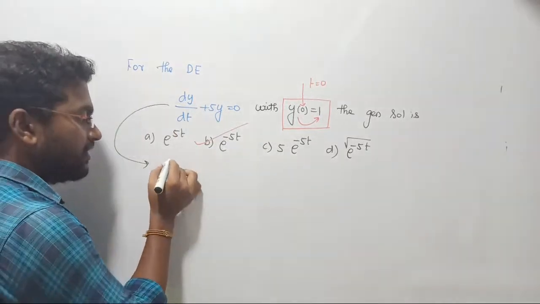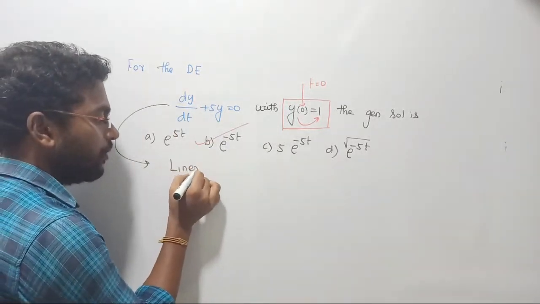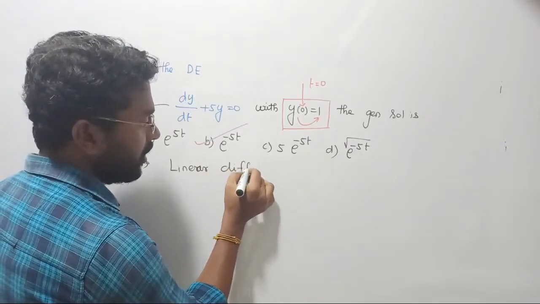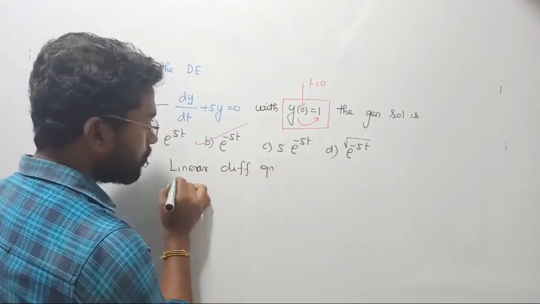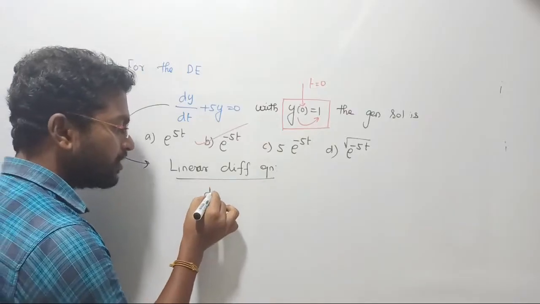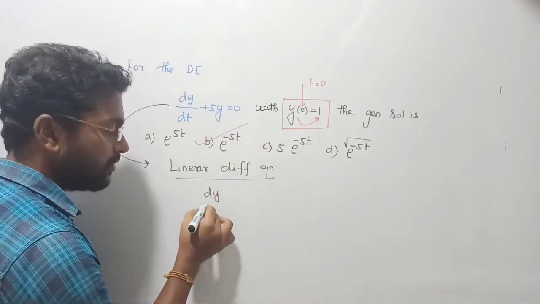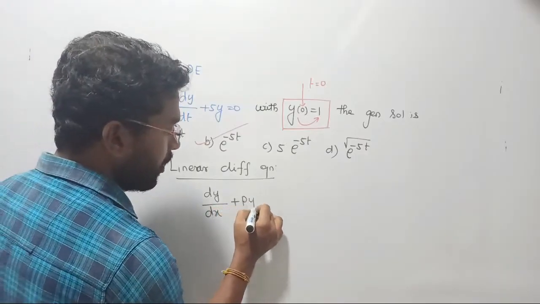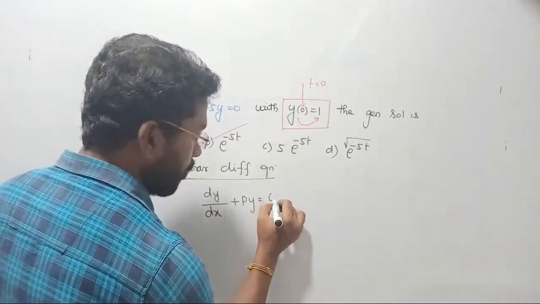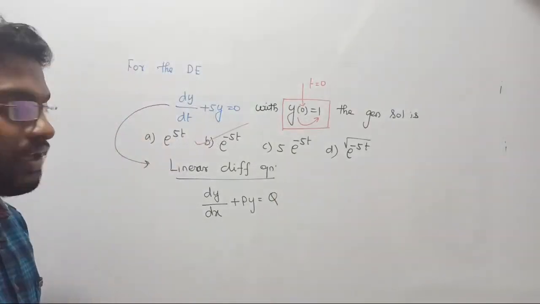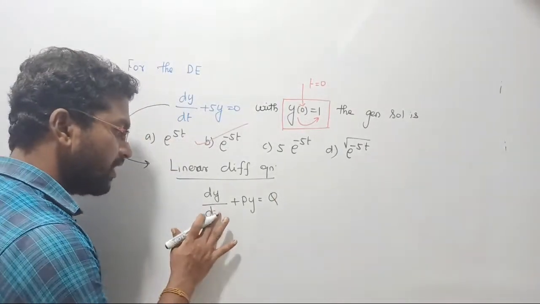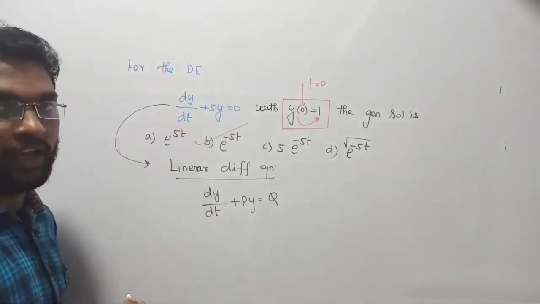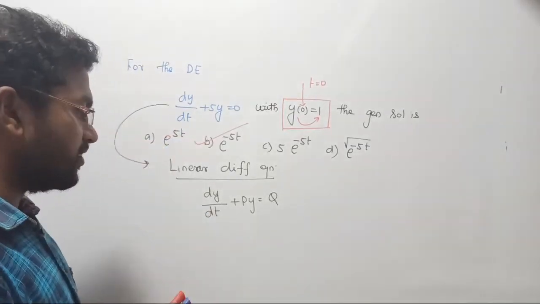Next model. The second method: we can also solve this with the help of a linear differential equation. In the linear differential equation model, the standard representation of the equation is dy/dx plus p into y equals q. Instead of x, we are going to consider t now, because our equation is written in terms of t. I was just following the given statement.